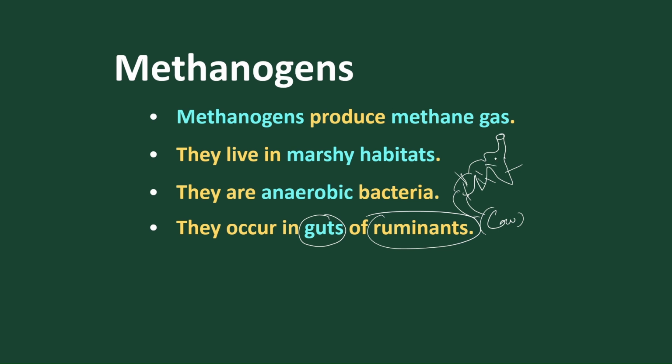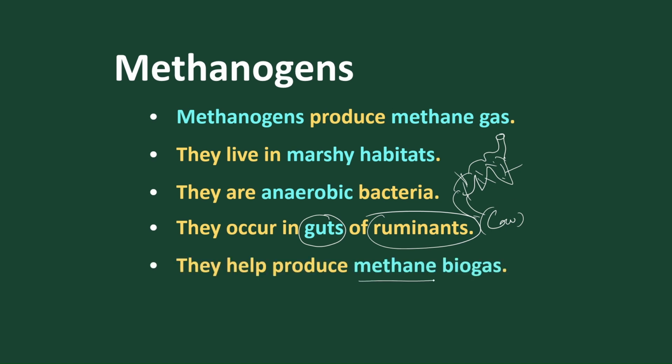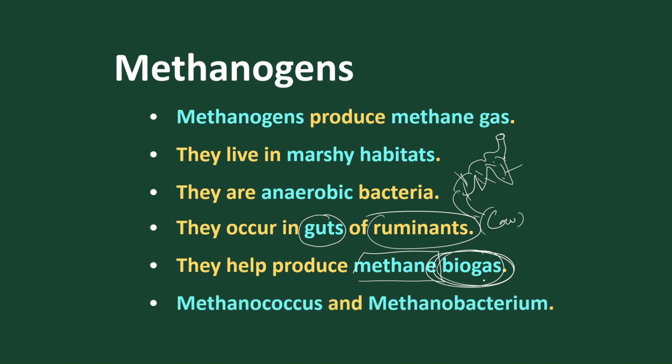In the gut, these bacteria digest the cellulose of plants and help in easy digestion for the animals. In return, they produce methane gas, and this methane gas is used as fuel or biogas. It is called biogas because it liberates energy and gives fuel. The best examples are Methanococcus and Methanobacterium.